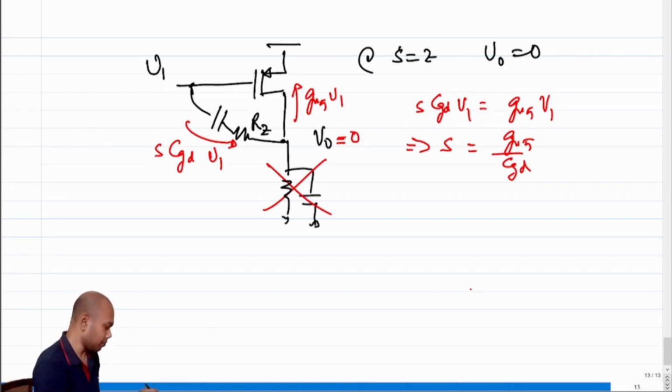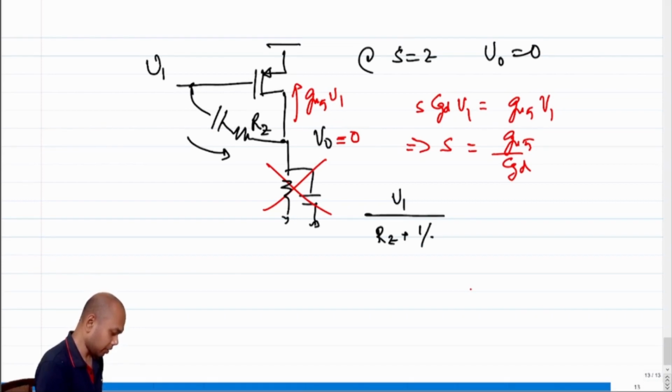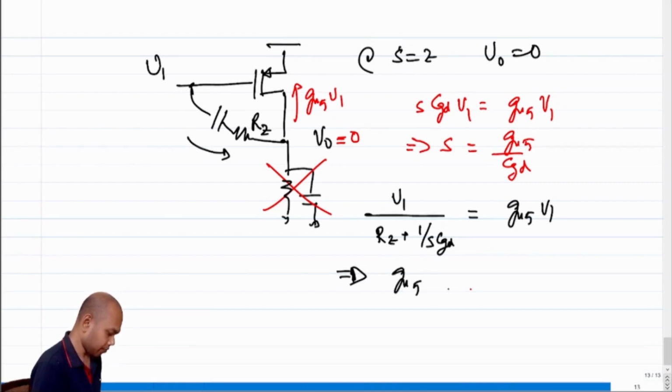So what if I use the same condition, what will I get? What is the current through this branch? This current through this branch is V1. At the 0 frequency, the current through this branch will be V1 over RZ plus 1 by SCGD. This should be equal to GM5 V1, which essentially means that GM5 RZ plus GM5 by SCGD is equal to 1.